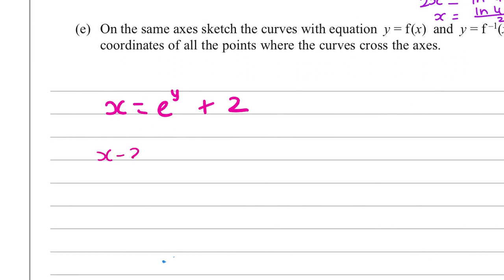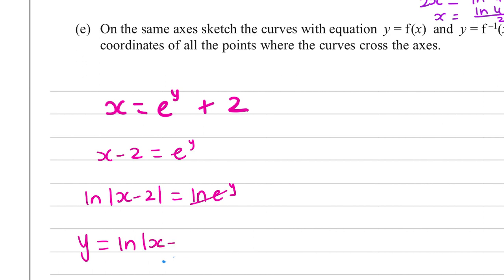So x minus 2 equals e to the y. I need to ln both sides. So ln of (x minus 2) equals ln of e to the y. So y equals, because they're going to cancel, ln of (x minus 2). So that means f inverse equals ln of (x minus 2). Now it says state its domain.